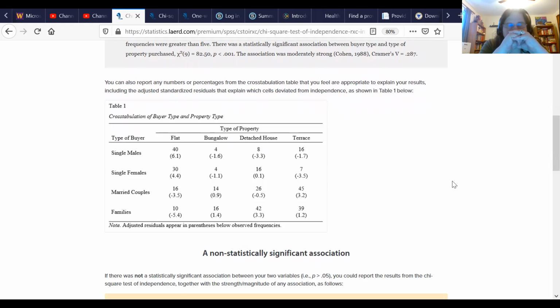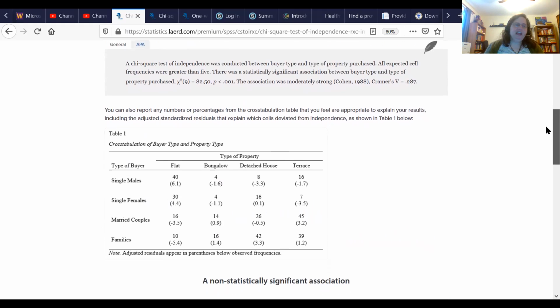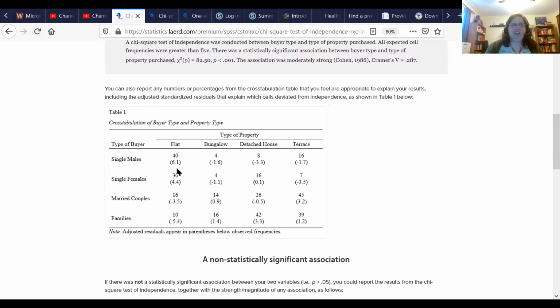And you can report any numbers or percentages from the cross tabulation table that you feel appropriate to explain your results, including the adjusted standardized residuals that explain which cells deviated from independence. So I would add a sentence or two here just saying which ones deviated. If it's a whole bunch, maybe I would highlight them as opposed to talking about them. I see it's a number here, but still might be worth just highlighting in a sentence, okay?